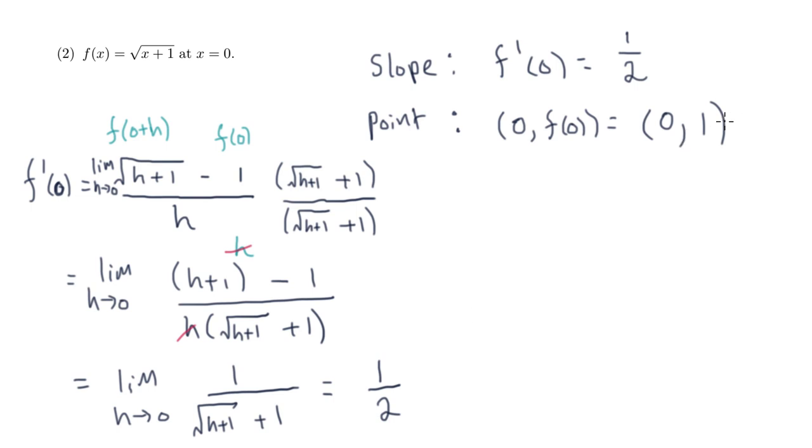Alrighty, but we have the y-intercept. So actually the equation of the tangent line is easy to write down. It's just 1/2 x plus 1, because the y-intercept is 1. When x is 0, y is 1. So this is the equation of the tangent line.